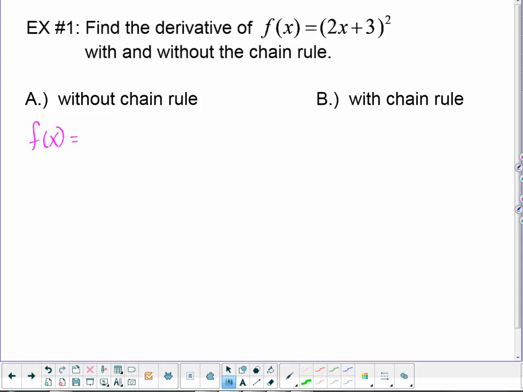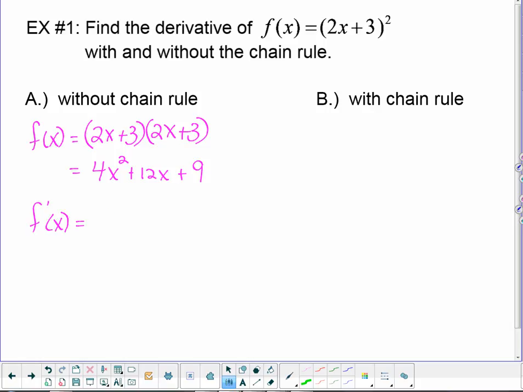We would just take f of x, 2x plus 3 quantity squared, which looks like 2x plus 3 times 2x plus 3. FOIL that out, we get 4x squared plus 6x plus another 6x. Let's just call that 12x in the middle, plus 9. Now if I go into its derivative, nice easy power rule application. So 8x plus 12. We love it.